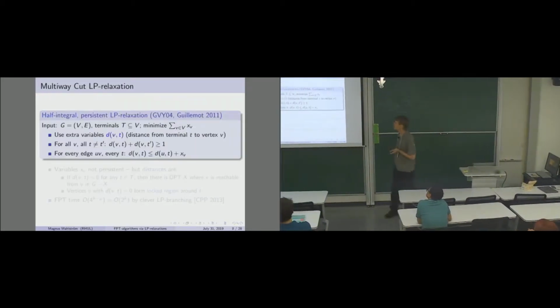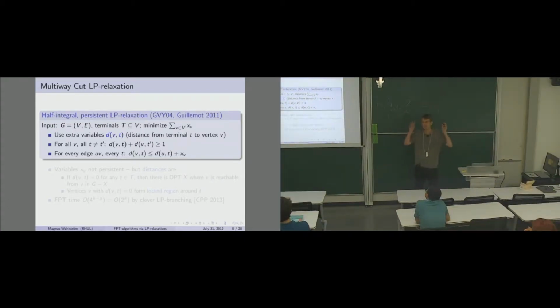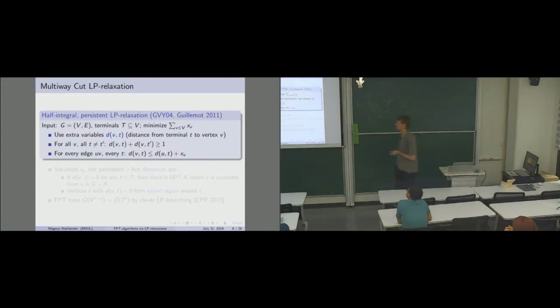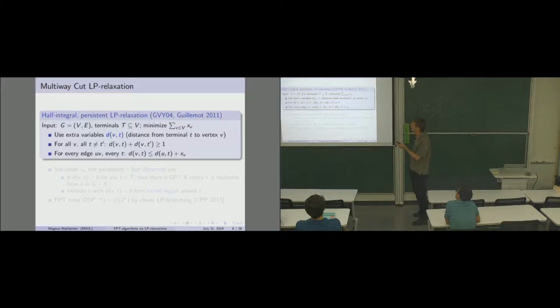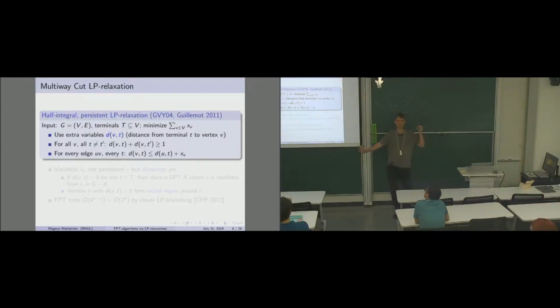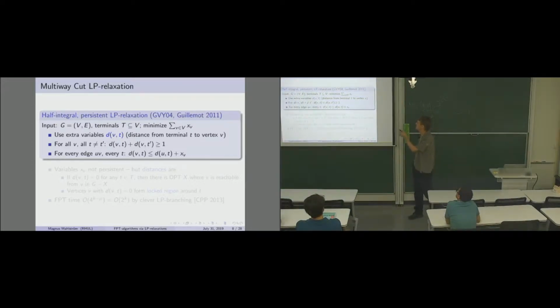This also has a half-integral LP relaxation, which was shown to have the same kind of persistence property. I'll hand-wave a little bit around how this works. You can introduce some additional variables which say how far vertex V is away from terminal T. So every vertex turns into some cardinality-of-T different new variables.